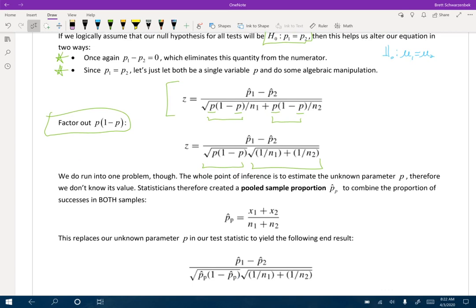But just like when we were dealing with difference of means when the standard deviations were similar or approximately the same, we basically came up with a pooled mean at the time, now a pooled proportion, in order to represent this value. But there is some logic to that, so I want to read that for you. It says, we do run into one problem though. The whole point of inference is to estimate the unknown parameter p. Therefore, we don't know its actual value.